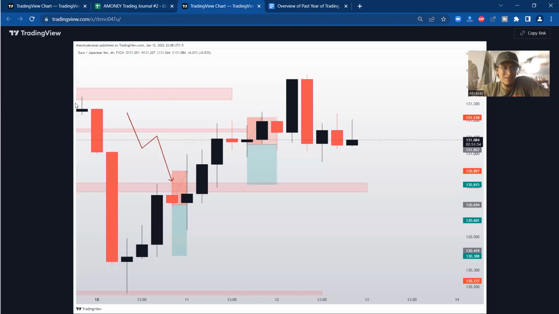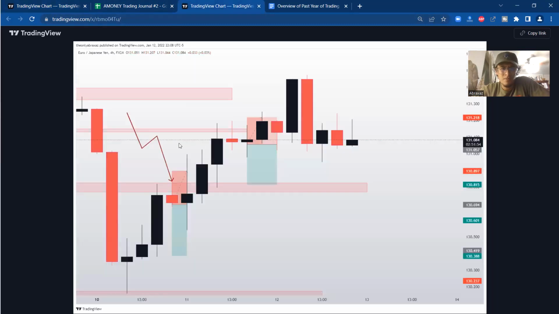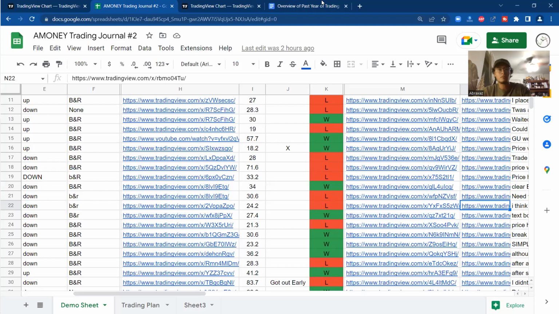Maybe this might be different. Euro JPY. Yeah, this zone right here might be different from this one. I'm not really sure, but nonetheless, it was an L. That was a tricky one. I'm not going to lie, that was a tricky one. Euro JPY.